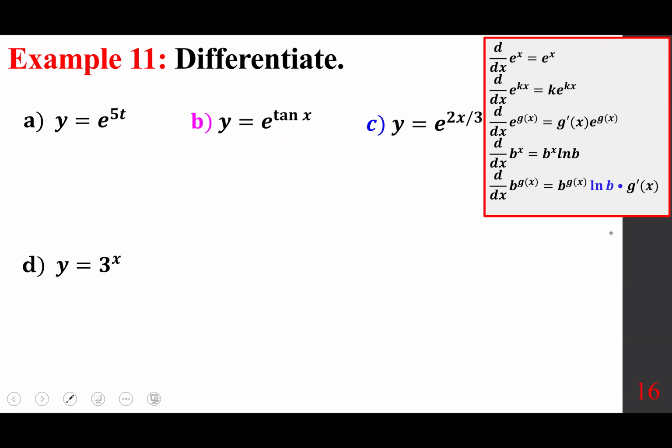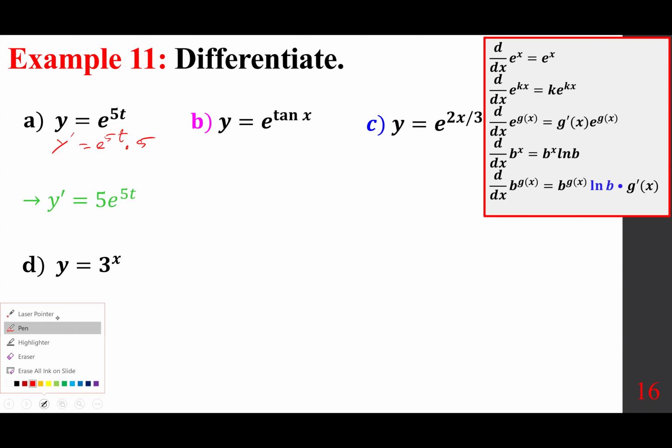All right. We want to differentiate exponentials. When you differentiate the exponential, the answer is itself. If it's e to the power of kx, the answer is itself times k. So this one, the answer is itself times 5.